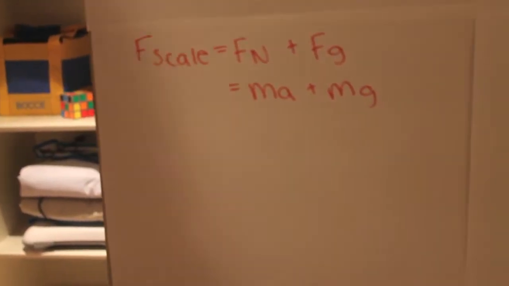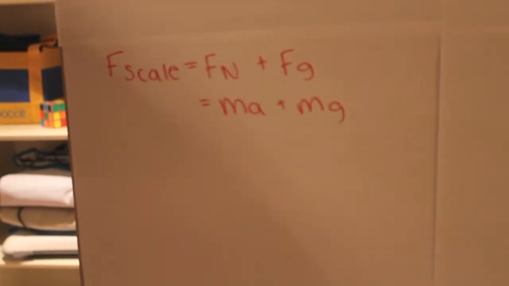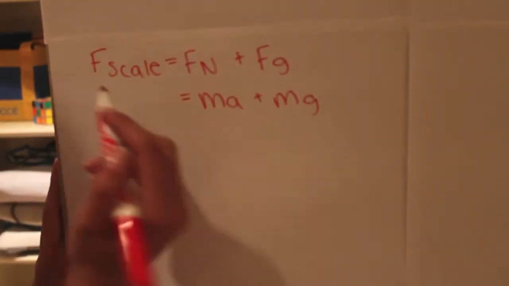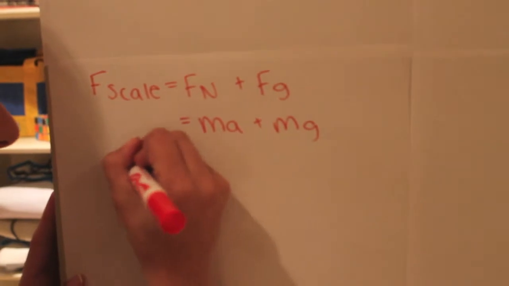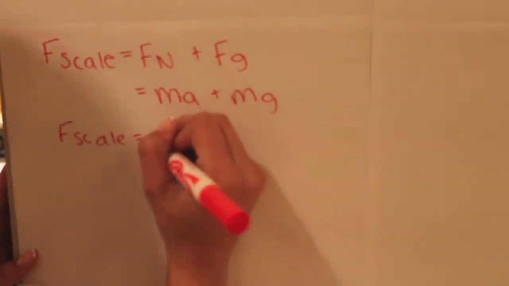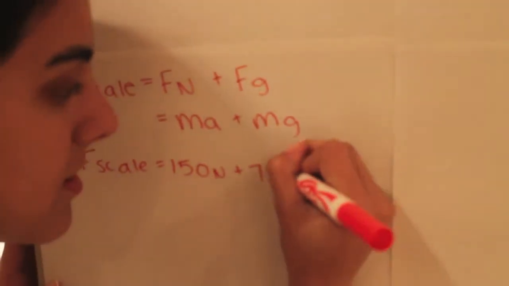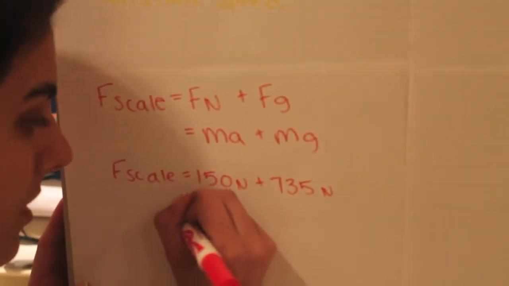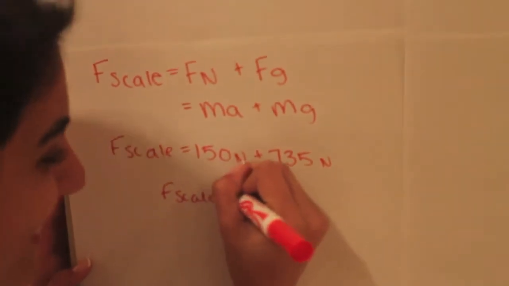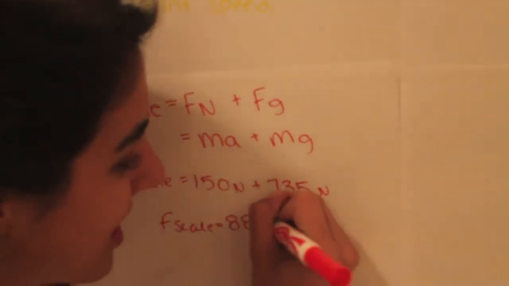For the final part of our problem, we're going to be using the formula F scale equals Fn plus Fg, or ma plus mg. And to do that, we're going to plug in for the formula with 150 newtons and 735 newtons. And that will come out to a result of 885 newtons.